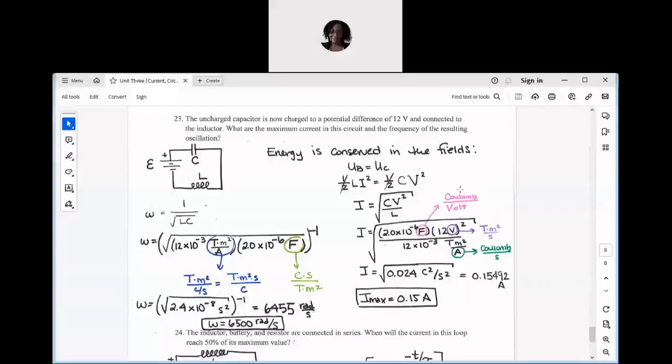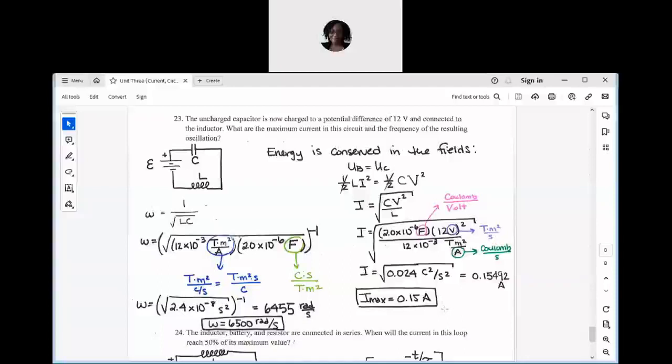These units break down as such. I have coulombs per volt here. I didn't split that up the same way that I split it here, but the unit cancellation is going to be really similar. A volt is something I can write as a Tesla meter squared per second, so that's going to be squared. And then I break this amp into a coulomb per second. I'm going to be left with coulomb squared over second squared underneath that radical, so taking a square root is just going to give you coulombs per second, which is an amp. And to 2 sig figs, that's 0.15 amps. So that's the maximum current.